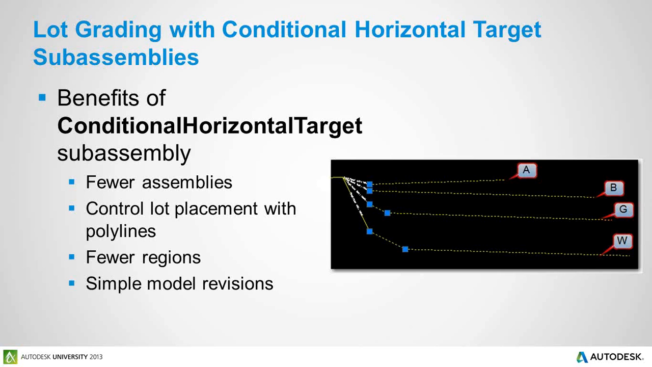It simplifies the model because I have fewer regions, and we'll also find that using the conditional horizontal targets, changing lot types is going to be as simple as editing the polylines. If I look at my slides.